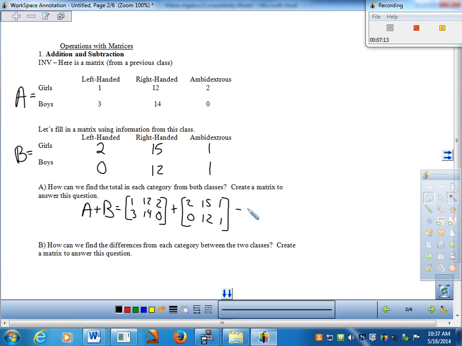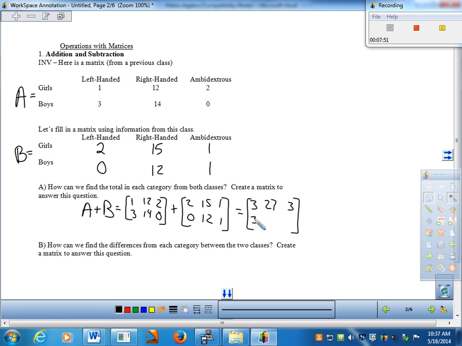And I'm hoping you would agree if I wanted the total number of left-handed girls, well, in the first row and the first column, there's the 1, and then first row, first column, there's the left-handed girls from that class. So I really just add the corresponding elements. That's really what it's going to come down to. 1 from this class, 2 from this class, 3. 12 here, 15 here, so right-handed girls, looks like 27. Ambidextrous, ambidextrous, and again, not too bad at all.